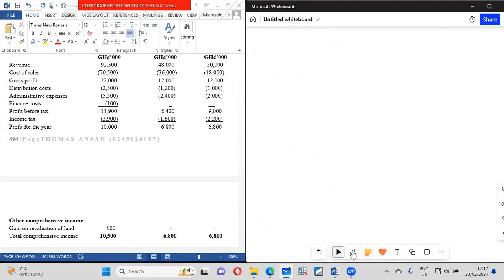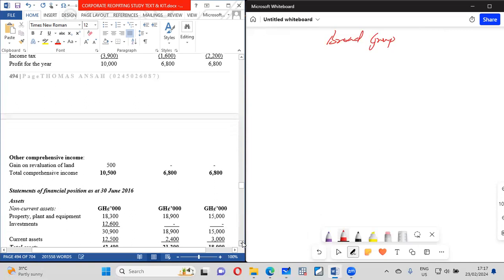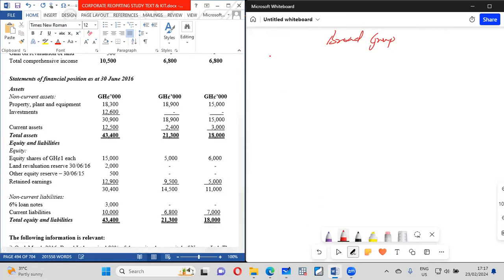Then what else do we do? You also open your balance sheet down. So we know that we are dealing with a group. So let's go and see our balance sheet. You see, I'm doing this even before touching the question. So statement of financial position as at June 2016.